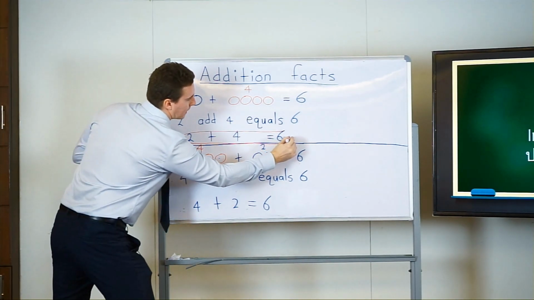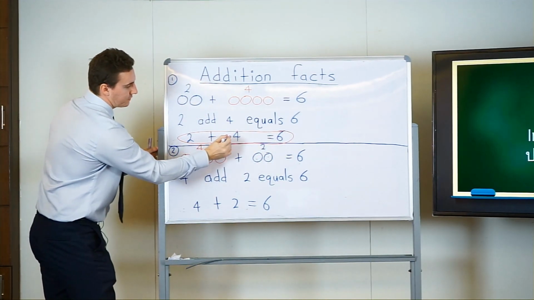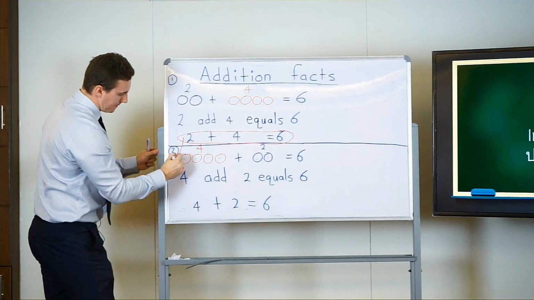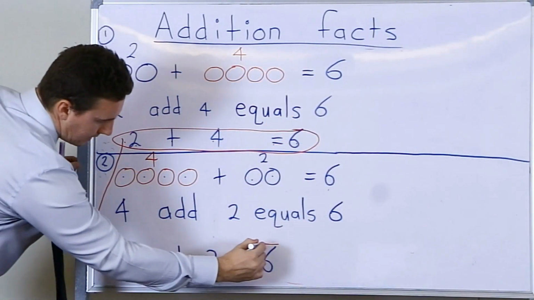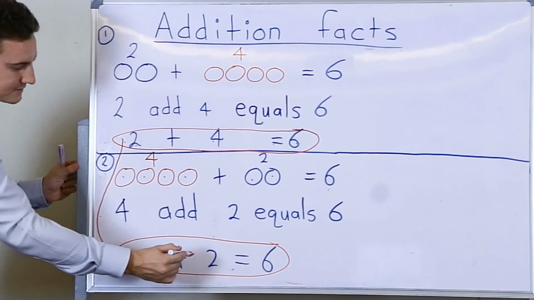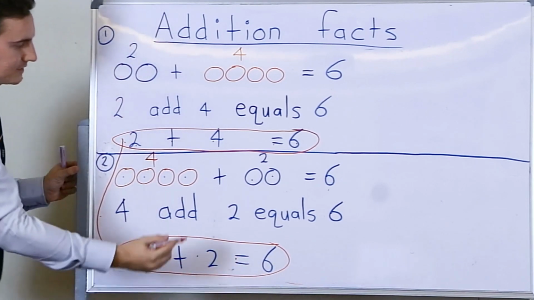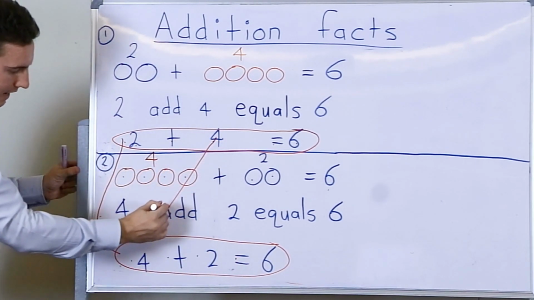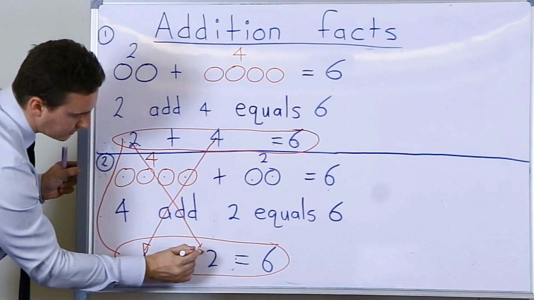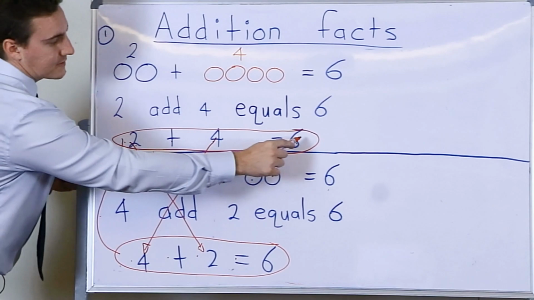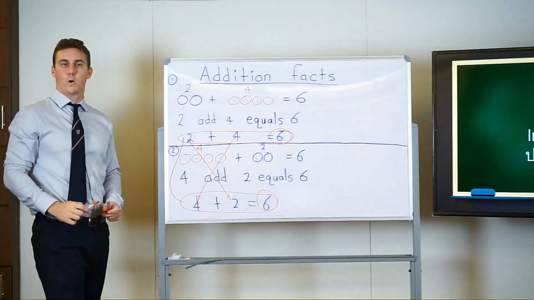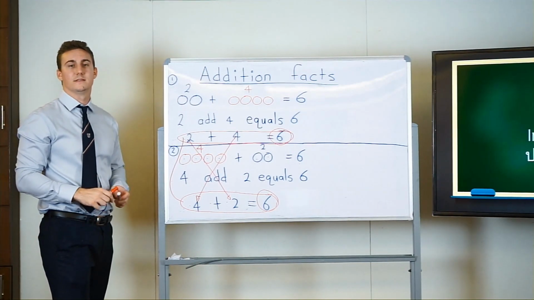Now, before we finish, I want you to see that this 2 plus 4 equals 6 is the same as 4 plus 2 equals 6. Even though the 4 has switched position and the 2 has switched position, the answer is still the same. Okay, the answer is still the same.